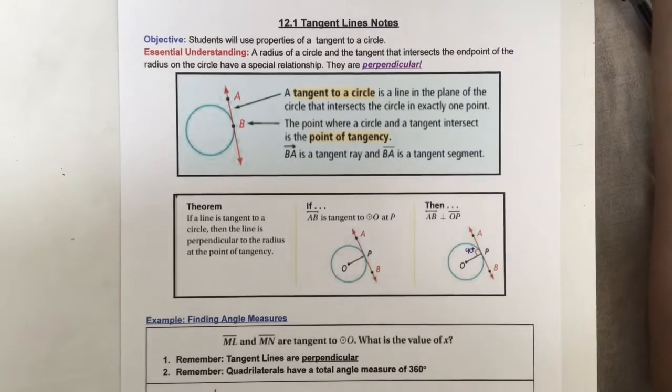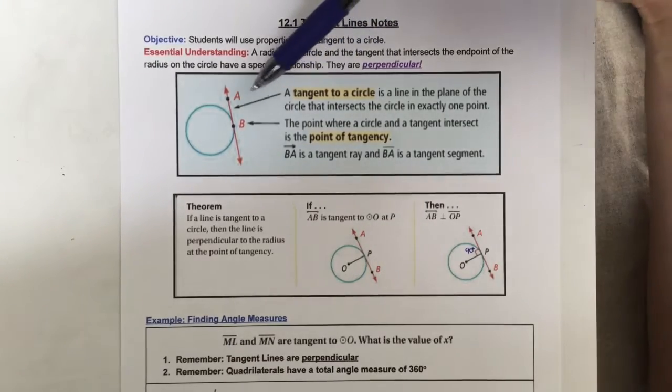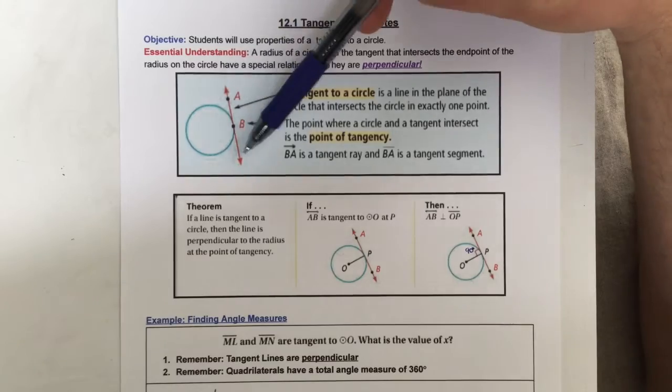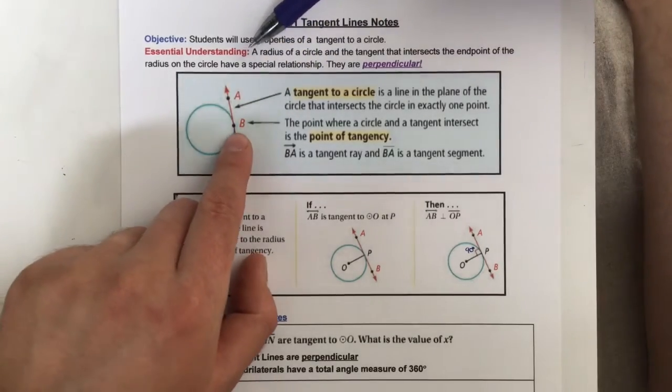In this lesson, we are going to look at properties of tangent lines to a circle. A tangent line or tangent to a circle is a line in the plane of the circle that intersects that circle at exactly one point.